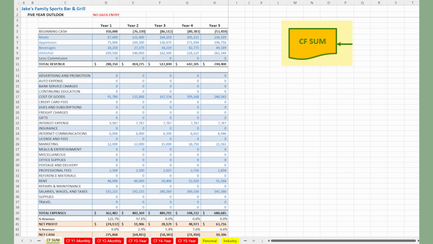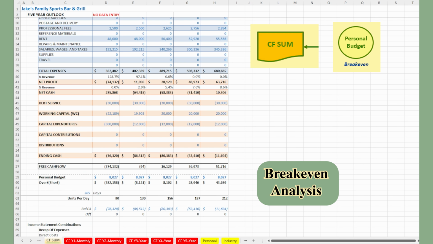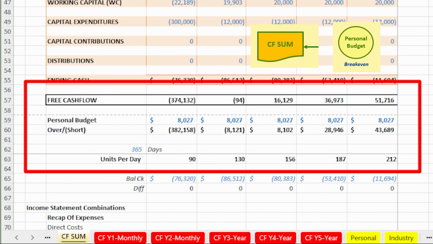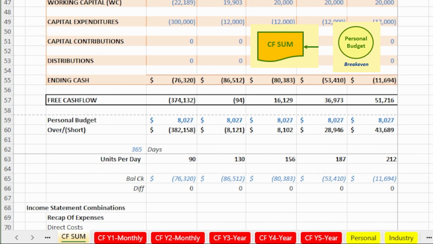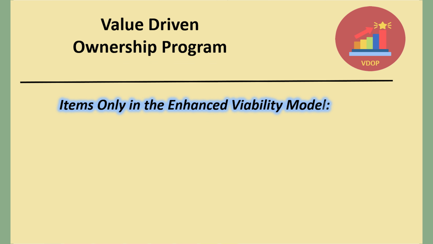The other item of interest here is the break-even analysis below the cash flow table. We can see here what the free cash flow is year by year compared to the personal budget. Note, this company doesn't break even until year 3. We can also see how many units per day the company must sell to achieve this goal. And that's the basic model.